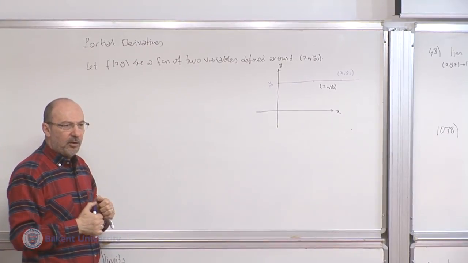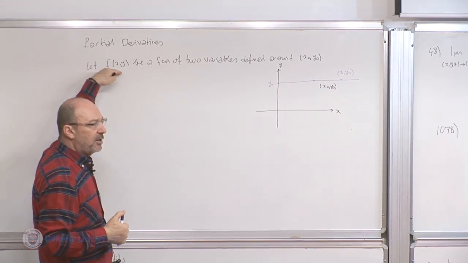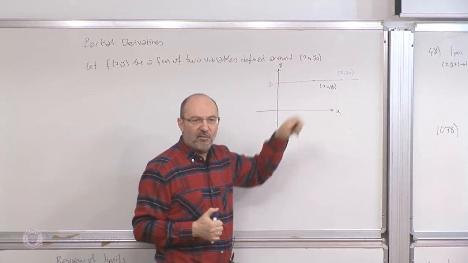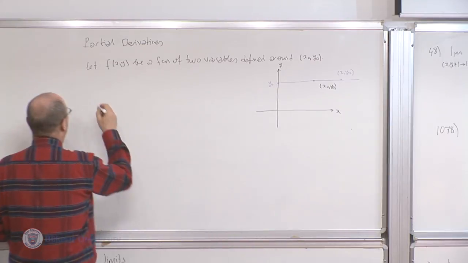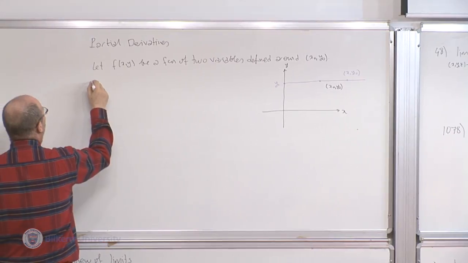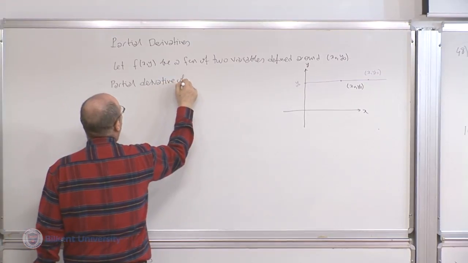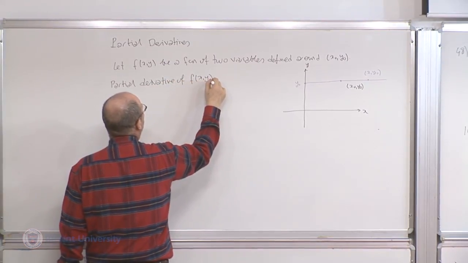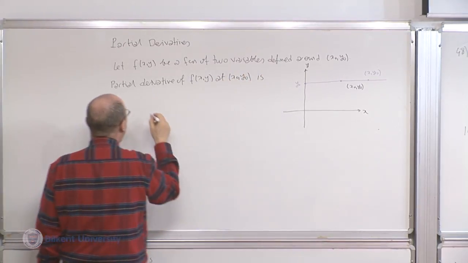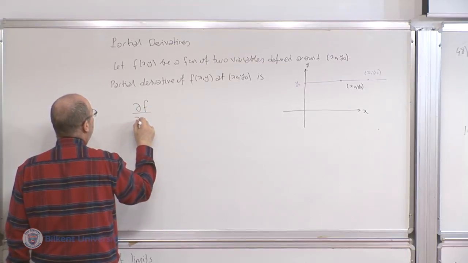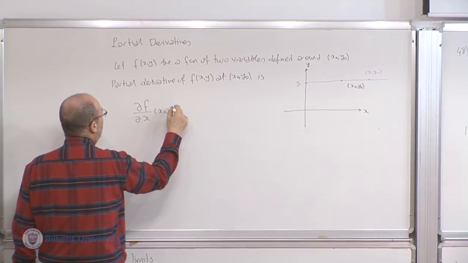So fixing one of the parameters means that I restrict this function to this line. Now it becomes a function of x. Now I take its derivative. Okay, so that's the idea. The partial derivative of f(x, y) at (x sub 0, y sub 0) is, sometimes we denote it like this: the partial derivative of f with respect to x evaluated at the point (x sub 0, y sub 0).